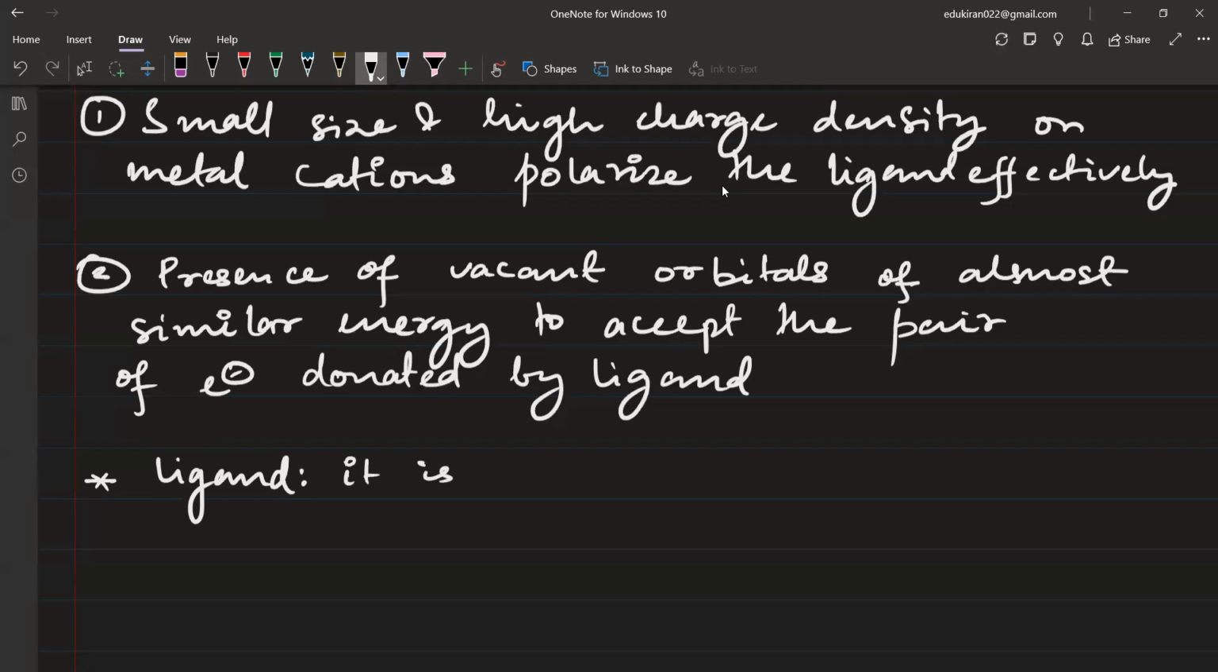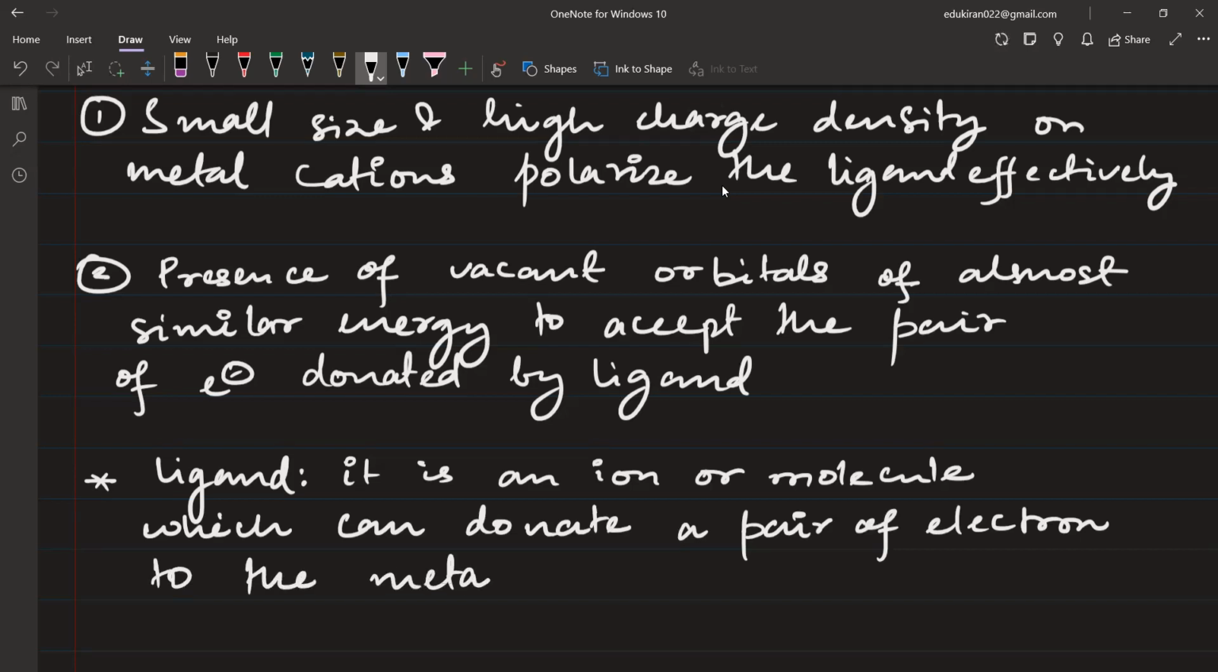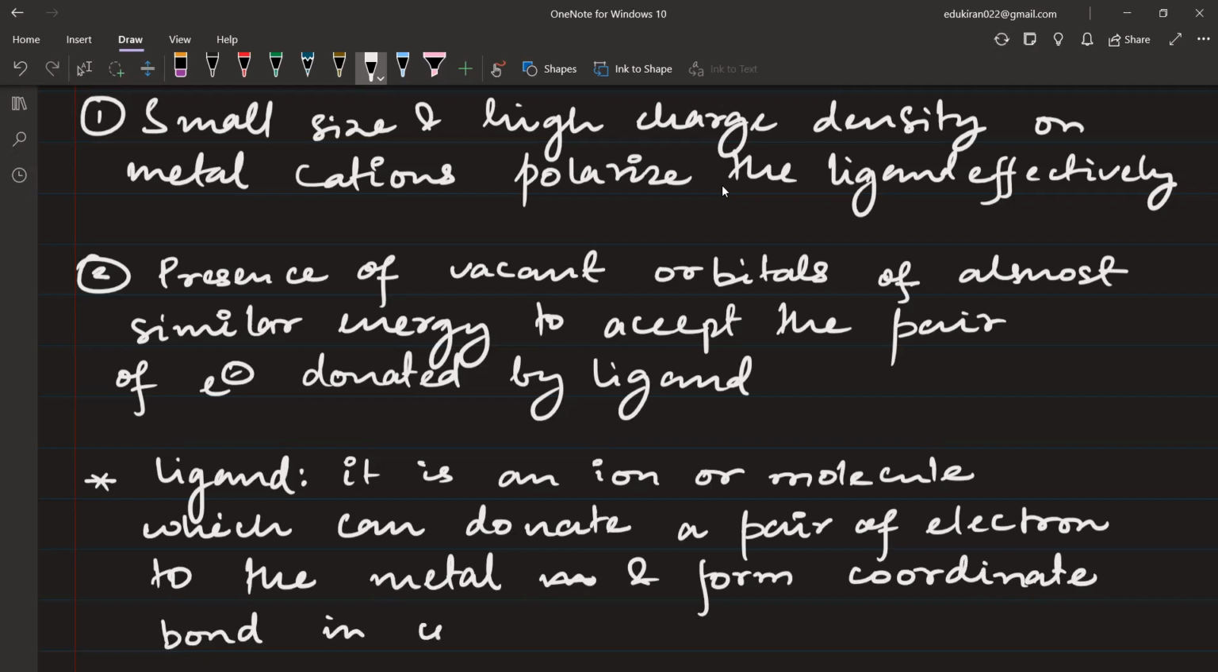It is an ion, or it can be a molecule also, which can donate a pair of electrons to the metal and form a coordinate bond in complexes.